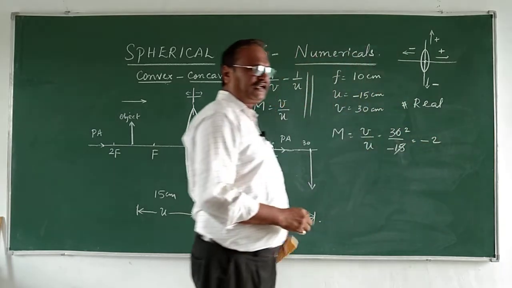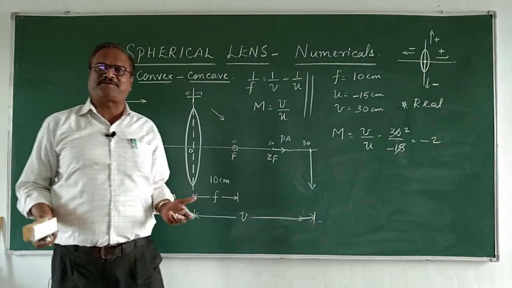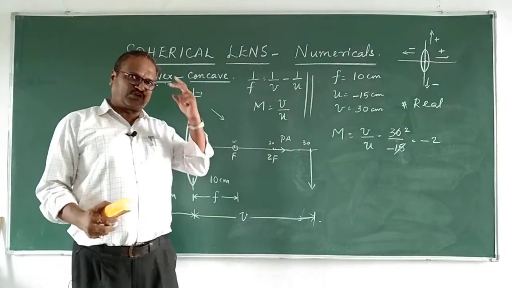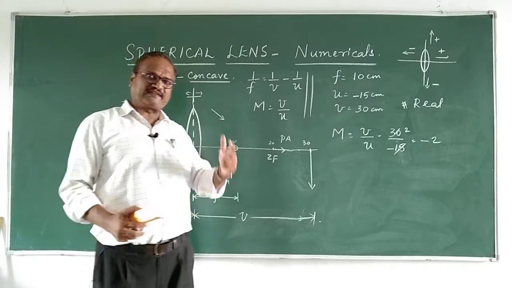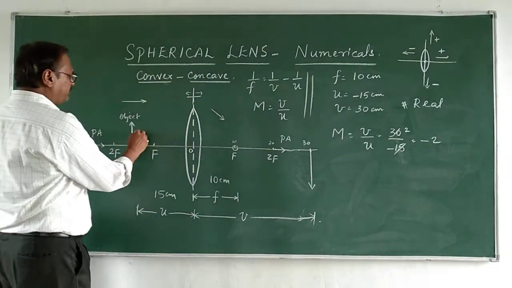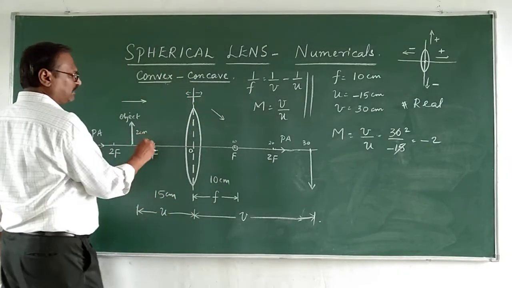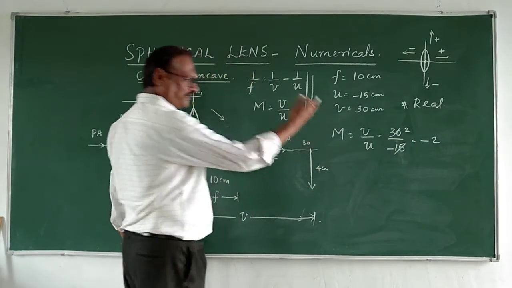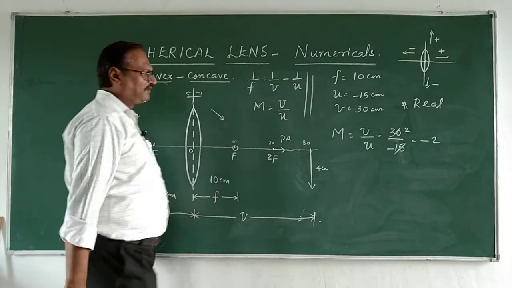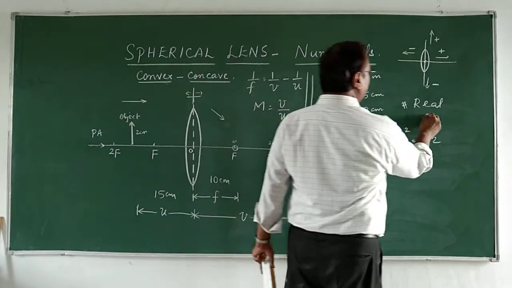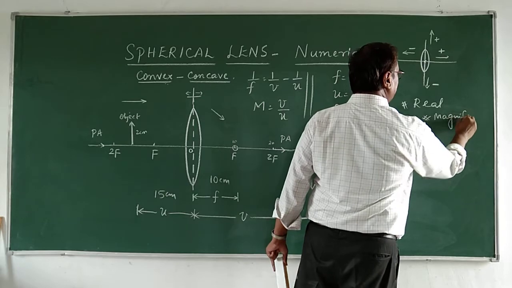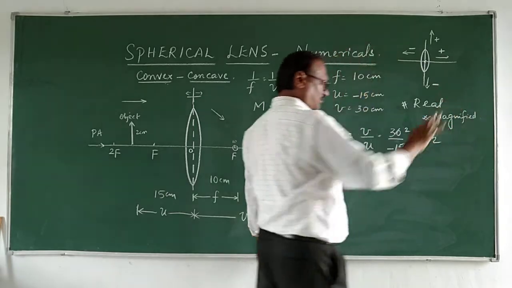Minus 2. Do not get worried about the negative sign, it has some meaning. Magnification is 2, that is, magnification is twice. That means if the object was 2 centimeter, the image will be 4 centimeter because it is twice the value. Very simple, right? So the image is magnified. That point is clear.